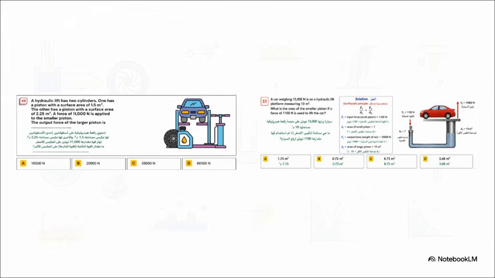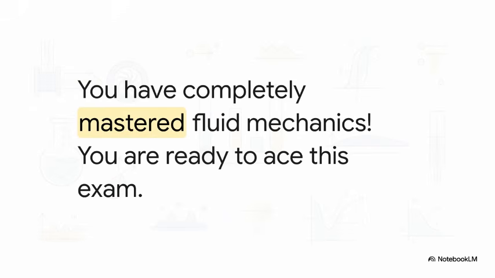And for our final challenge, question 51, a 1,100 Newton force is lifting a 15,000 Newton car using a 10 square meter platform. So 1,100 over our unknown input area equals 15,000 over 10. Crunch the numbers, and you'll find the smaller piston needs an area of just 0.73 square meters. And just like that, we did it.